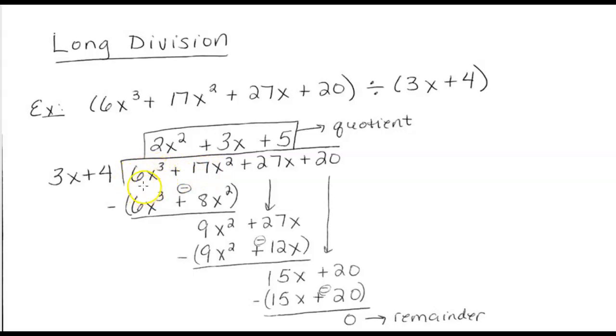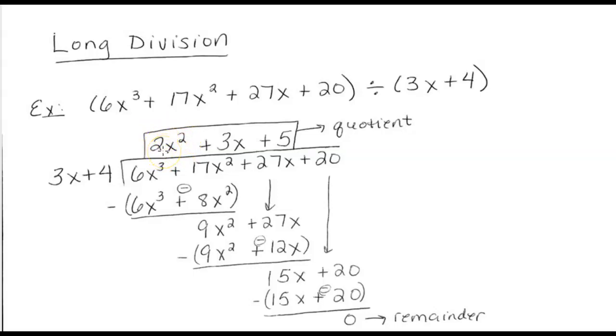Once we have it set up, we're going to take our first term here, 6x cubed, and divide it by the first term out here, which is 3x. So 6x cubed divided by 3x would be 2x squared. So that would go up on top. So we'd start by putting our 2x squared right here.